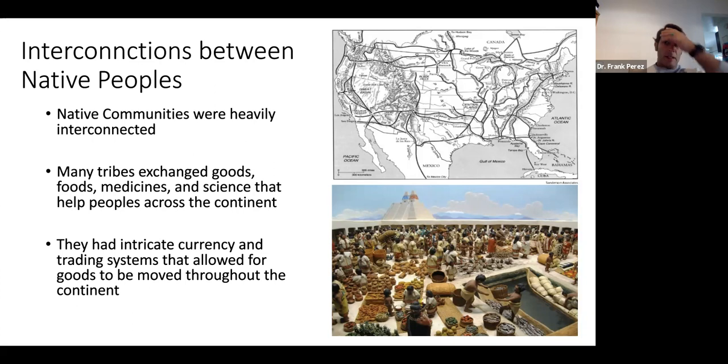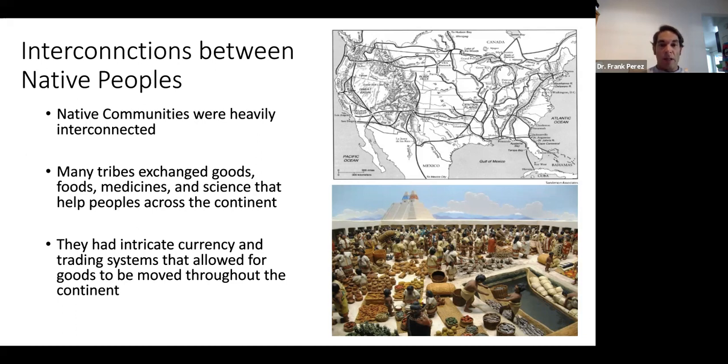The other thing to note with this is that these communities lived fairly decently in harmony. Although there were conflicts, there weren't the type of outright wars that we saw. And these cultural exchanges allowed, one, for scientific advancement, and also for the sharing of goods across spaces.